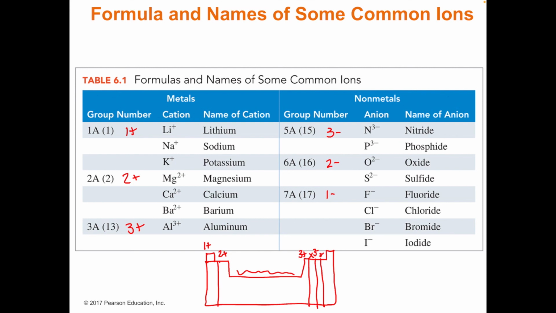Group 5A will form a 3 minus. Group 6A will form a 2 minus. And group 7A will form a 1 minus. I'm just going to go ahead and extend this over here. I'm sorry, guys, this got messy. And group 8A will not form compounds because they are noble gases. So the pattern is 1 plus, 2 plus, 3 plus, skip, 3 minus, 2 minus, 1 minus, skip.